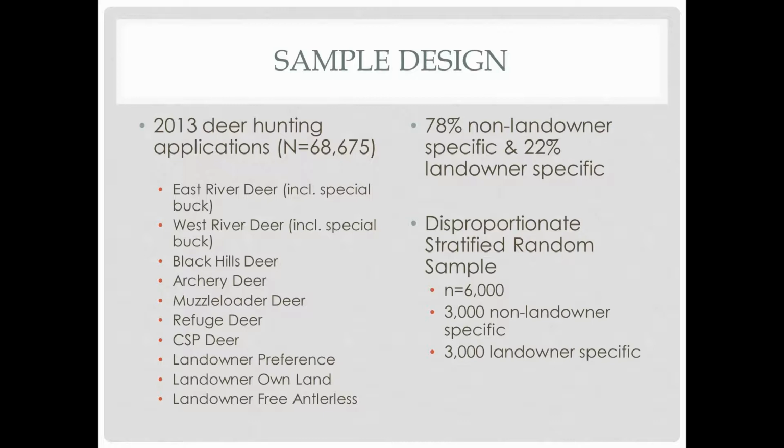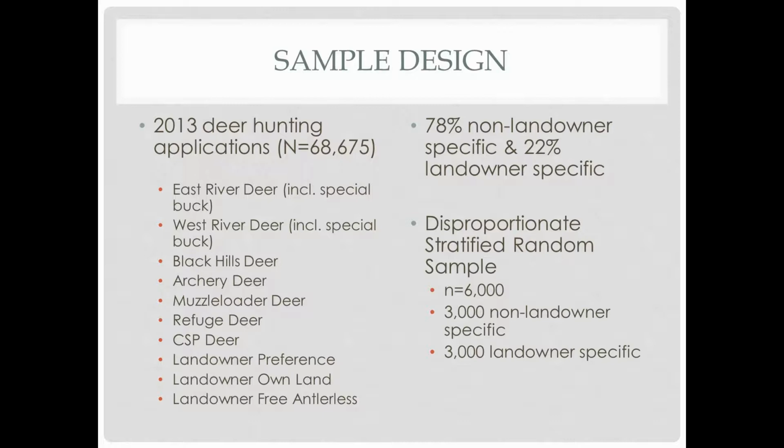Below that, you'll see the seasons that we were looking at, and really what I want to call to your attention just for later reference are these bottom three here: landowner preference, landowner owned land, and landowner free antler list. These are what, as I go through, I'll refer to as landowner specific license types. The rest of these are lumped into the non-landowner specific. It doesn't mean that it doesn't have landowners who held one of these licenses. It's just not specific to a landowner type, just for clarification.